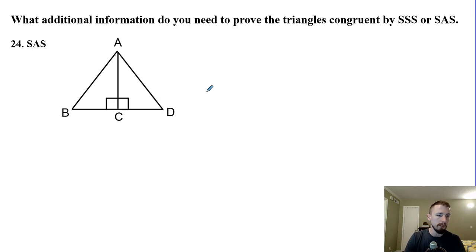All right, kind of a fun problem. What additional information do you need to prove the triangles are congruent by either side-side-side or side-angle-side? So on number 24, they want us to use side-angle-side. The key on this one is we have to use an angle that's included in between the two given sides.